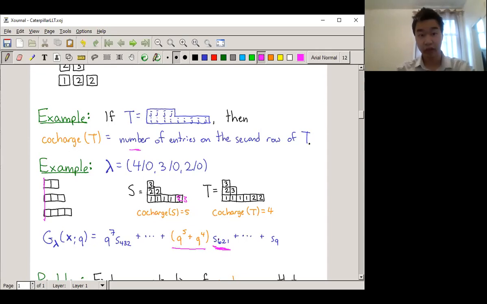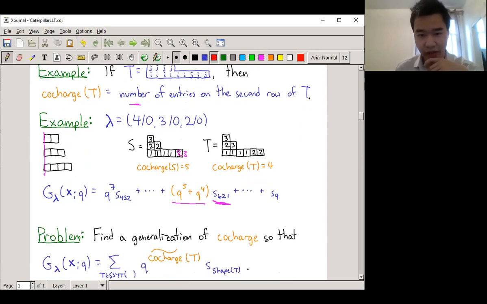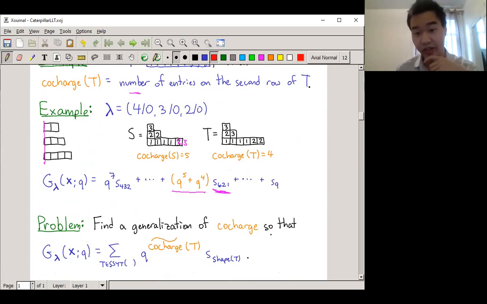So I guess what I want to say is that in the case that the rows are all left justified, there's a beautiful statistic called co-charge that explains this whole story very elegantly. And so the way I see it going forward is what I would like to do is find a generalization of co-charge that will give me the Schur expansion of an LLT polynomial, even when the rows are not nested in this nice way.